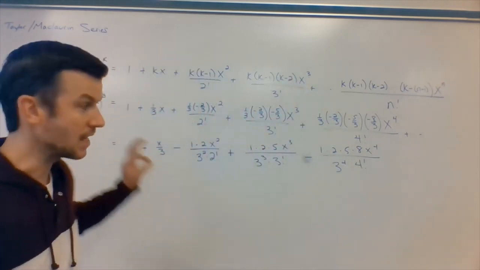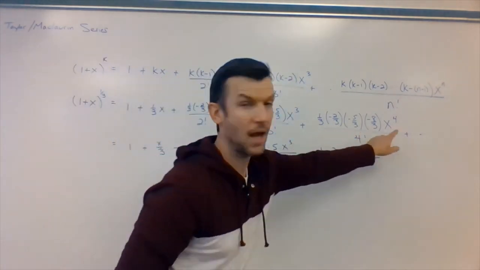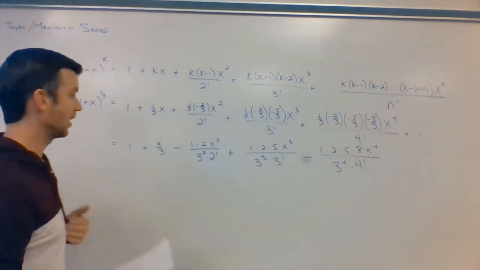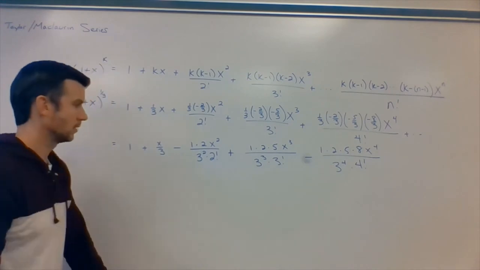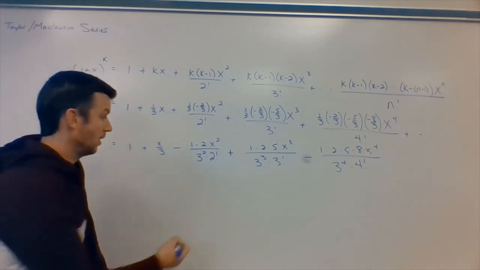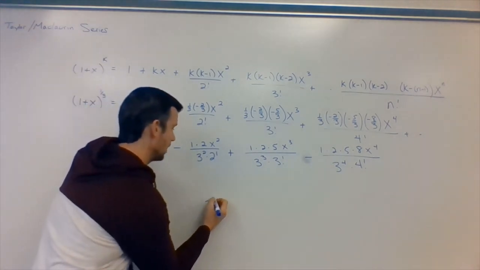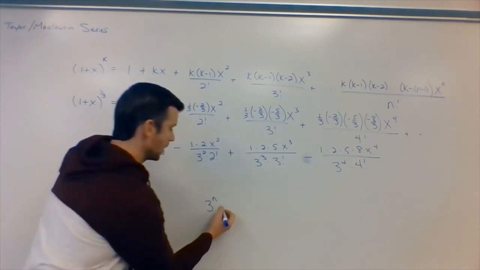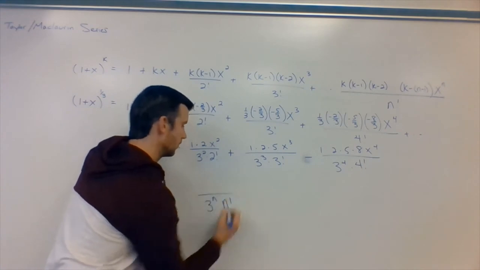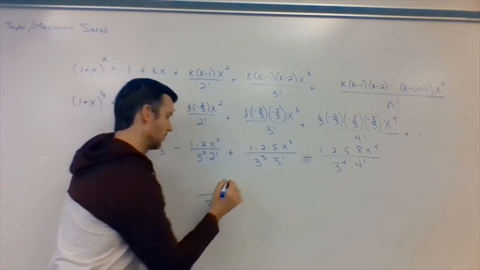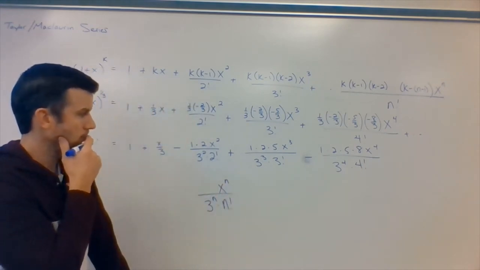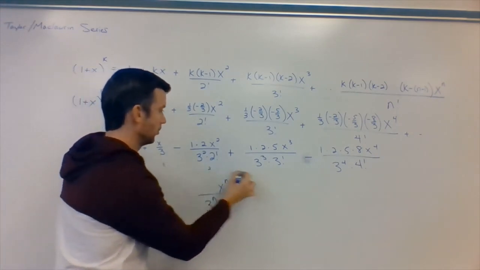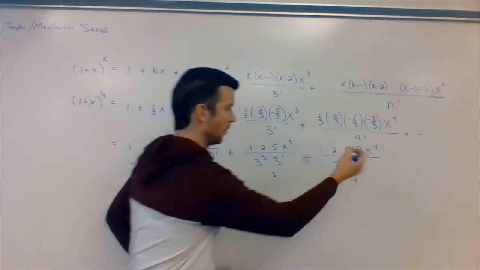I'm trying to connect the n with some of the patterns. There's 4 threes that I'm technically dividing by. So can I generalize this at all? Well, I know it's going to be 3 to the n. It's going to be an n factorial. It's going to be an x to the n. I got all those pieces there, right? Because this is 0, 1, 2, 3, 4, trying to make that connection.